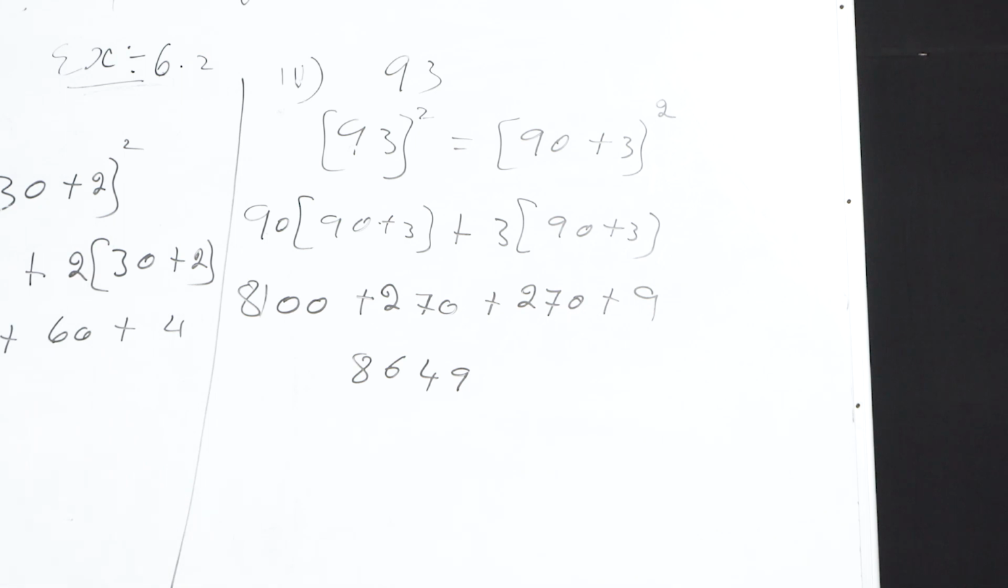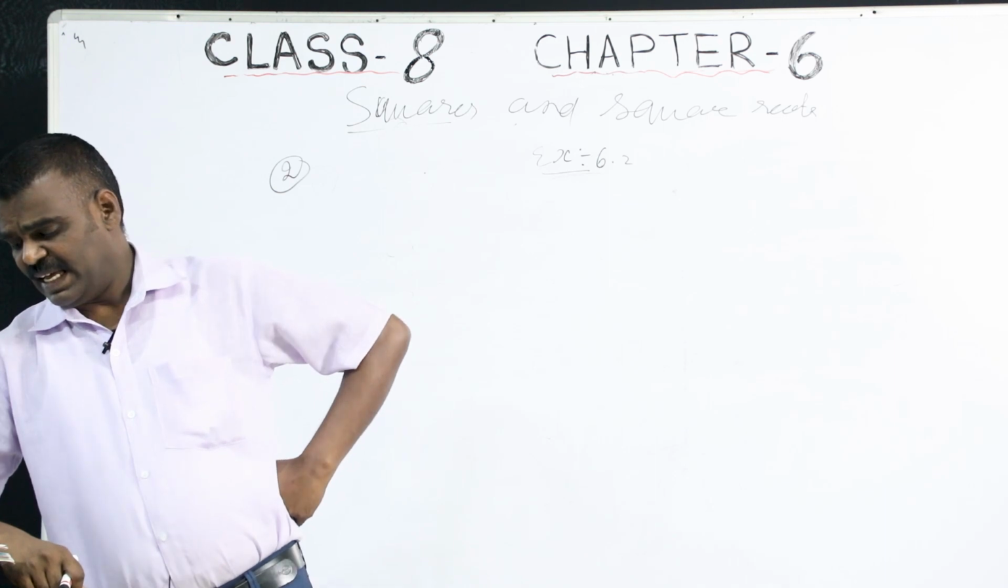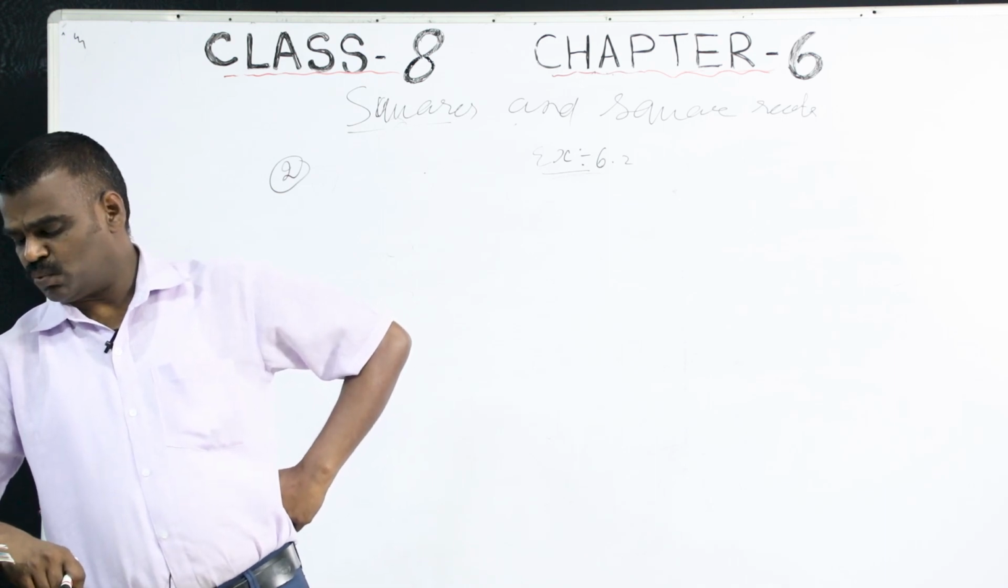I think this much is enough. From there you can do the remaining questions by yourself. Let us go to the next question. What does question number 2 tell? Write a Pythagorean triplet whose one number is 6.